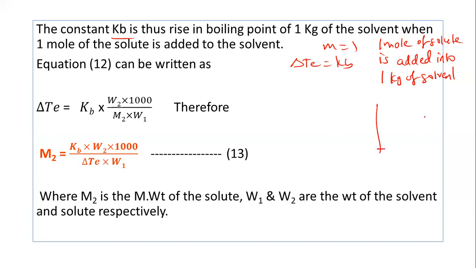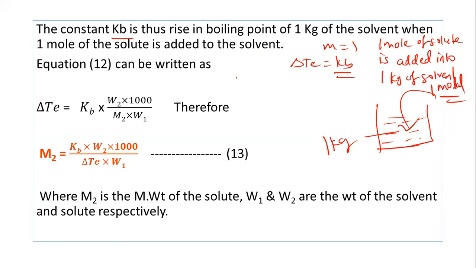Suppose that we are having 1 kg of the solvent. If it is water, then this is 1000 ml, and we have added 1 molal solute into this solvent. Then the constant Kb is the rise in boiling point of 1 kg of the solvent when 1 mole of the solute is added to the solvent. That is the definition of the molar elevation constant.